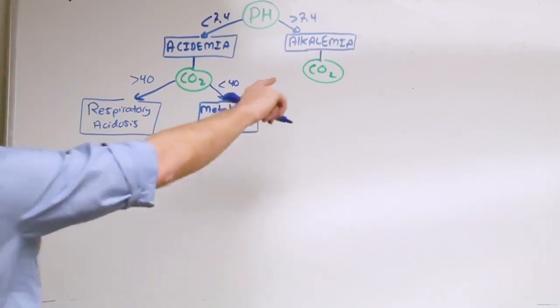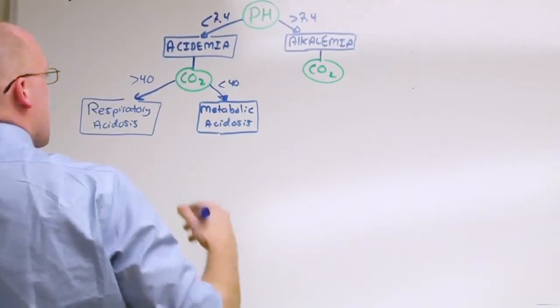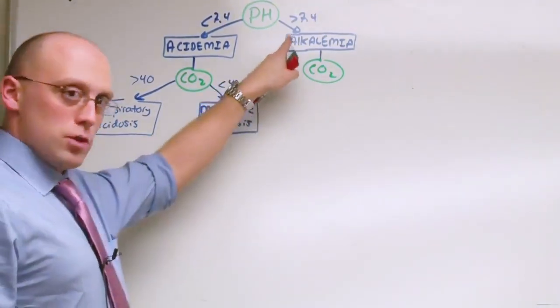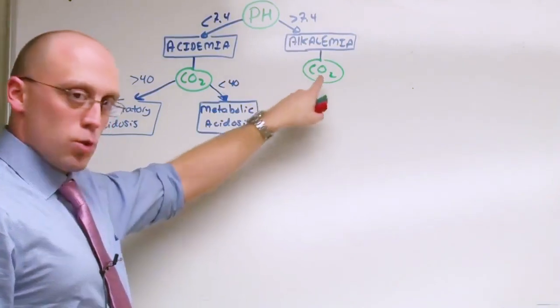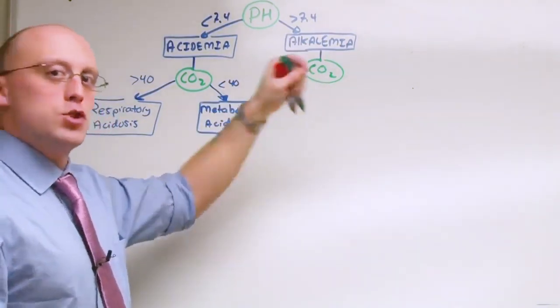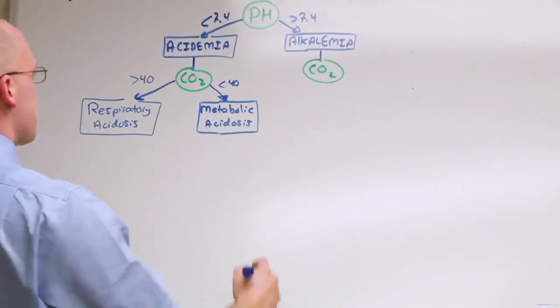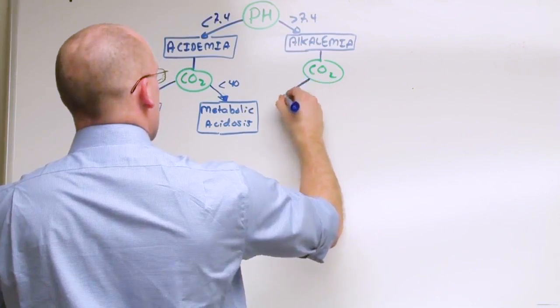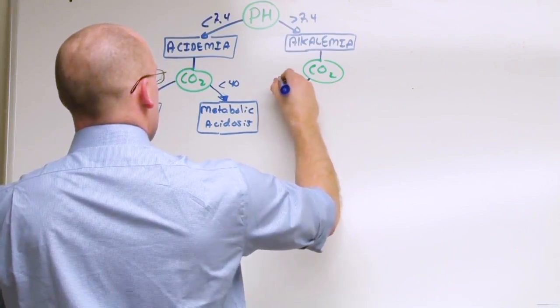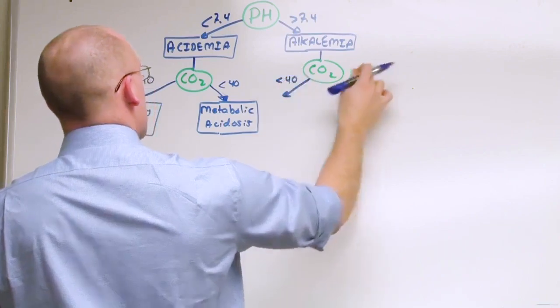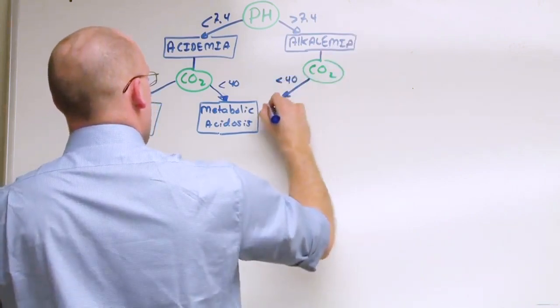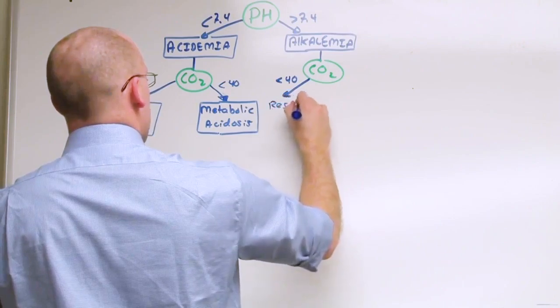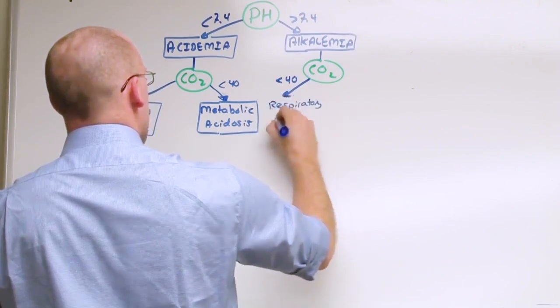The same logic can be applied to alkalemia. If you believe that the alkalemia is due to the respiratory acid, it means that you have too little respiratory acid, such that if your CO2 is less than 40 and you have an alkalemia, it is caused by a respiratory alkalosis.